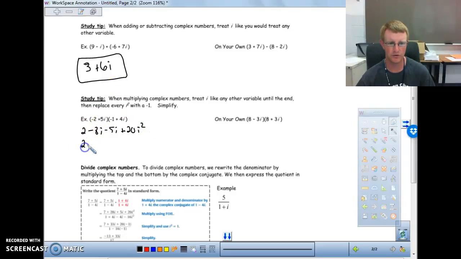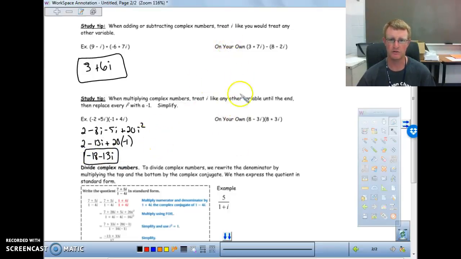So now we combine like terms. 2 minus 13i plus 20. And now we need to make our i squared a negative 1. So this is going to be a negative 20 here. So 2 plus a negative 20. So 2 minus 20 is negative 18 minus 13i. And that's what we end up with there.